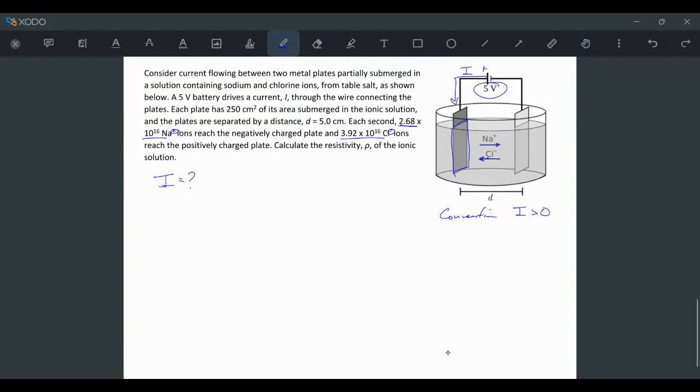So when you have a battery, the big plate is the positive one, the little plate is the negative one. I've drawn the current coming out of the positive one. That follows that convention that I just mentioned.